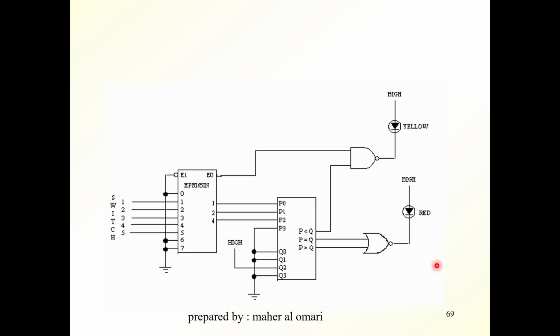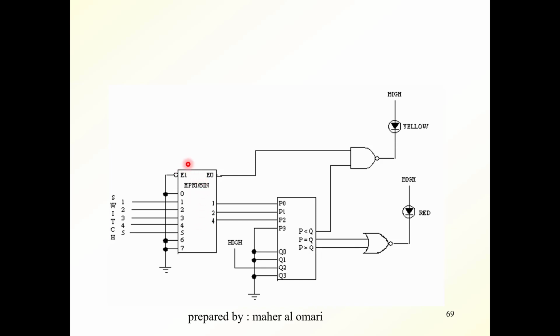Okay, let's do some circuit analysis. Let's look at the circuit and find out what it does and how it works. First, here we have a high priority encoder. It's an 8 to 3 priority encoder, a high priority encoder.